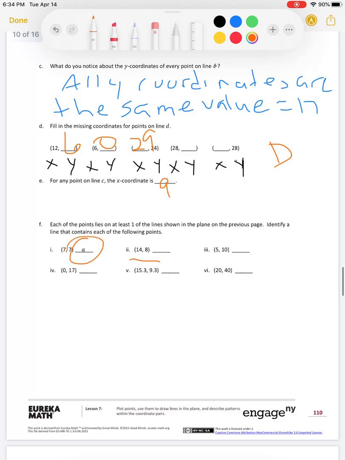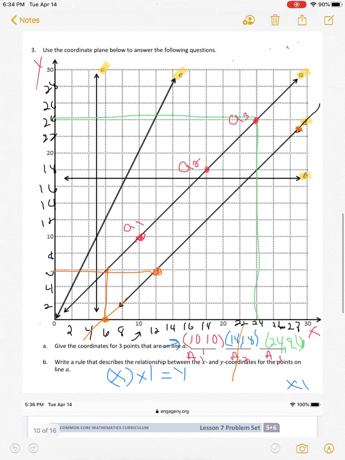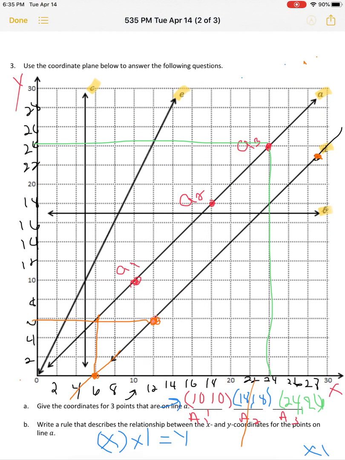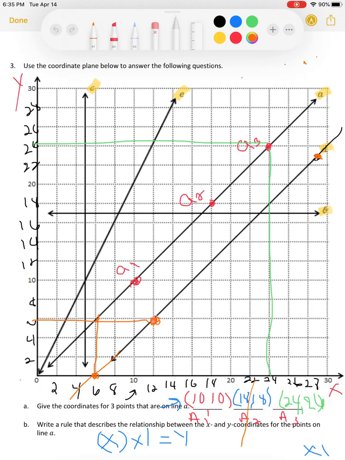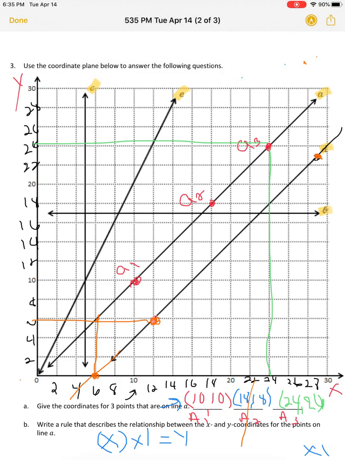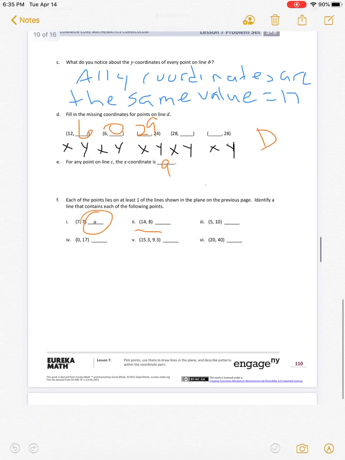Now let's look at the next one, 14 and 8. So x 14 and y 8. I'm going to grab the tool so that you all can follow with me. x 14 is here and y 8, which is here. Which line does this sit on? It sits on line D. So that would be line D. I'll go back and fill in.